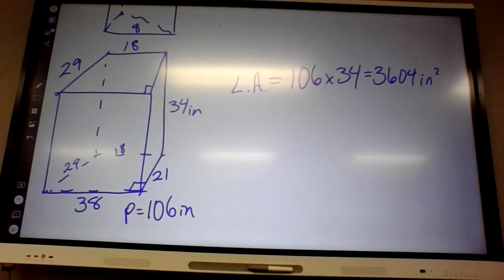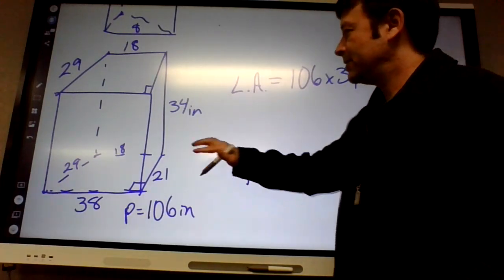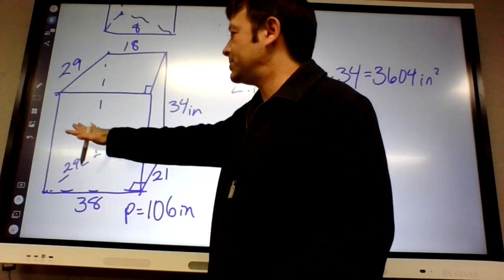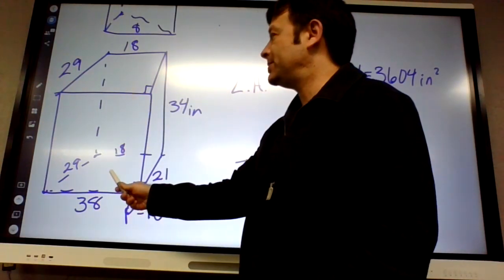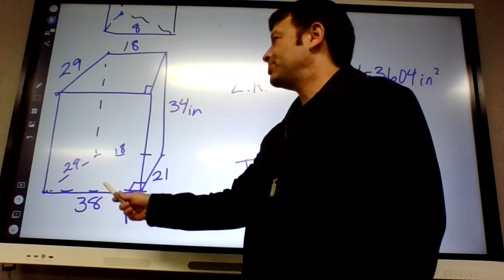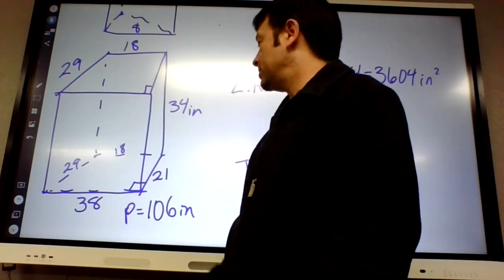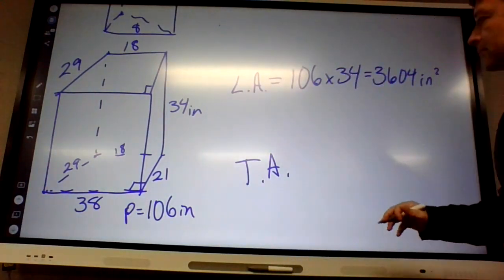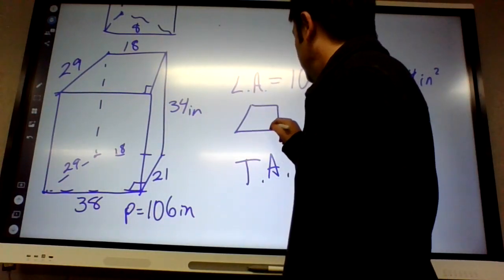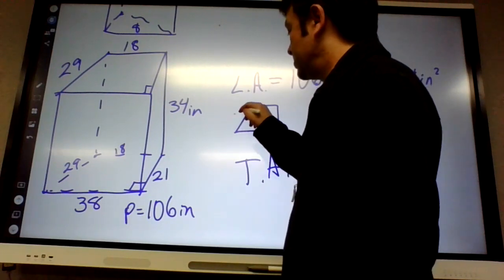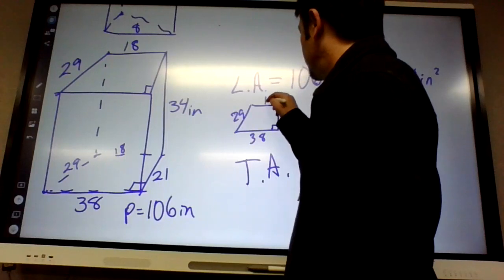Okay, now to find the total area, what else do I need besides the lateral area, which I just did? The two base areas. And the two bases are trapezoids. So I'm going to do a trapezoid area times 2. Let me draw a miniature version of the trapezoid here. So we got 29, 38, 21, 18.